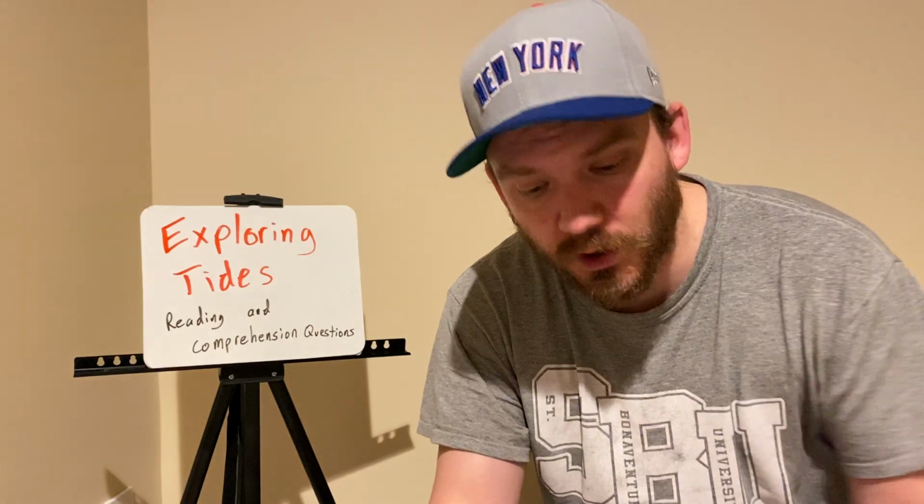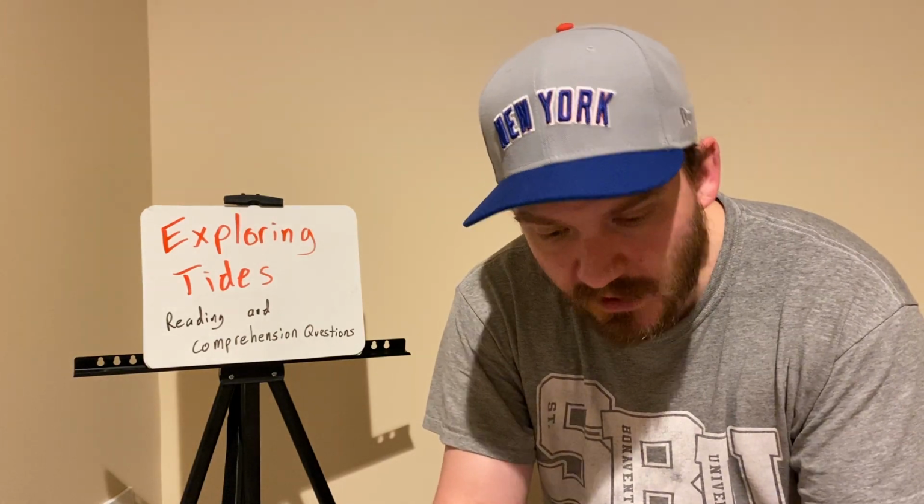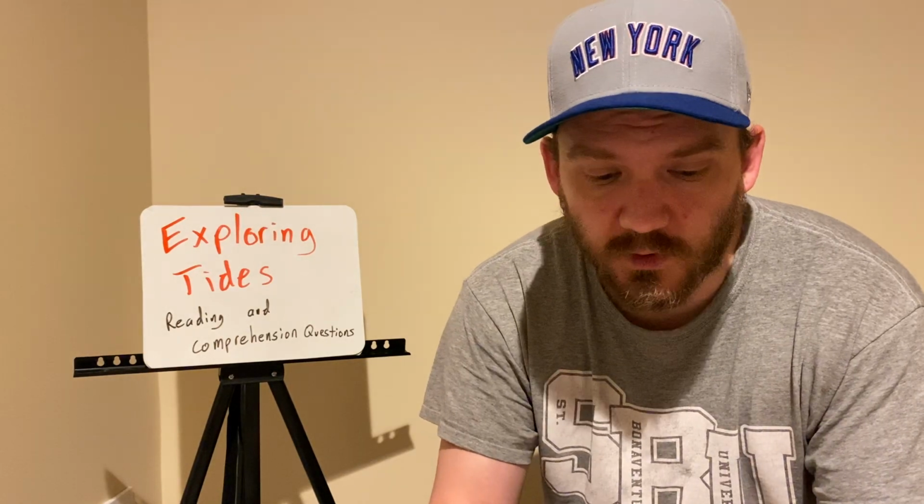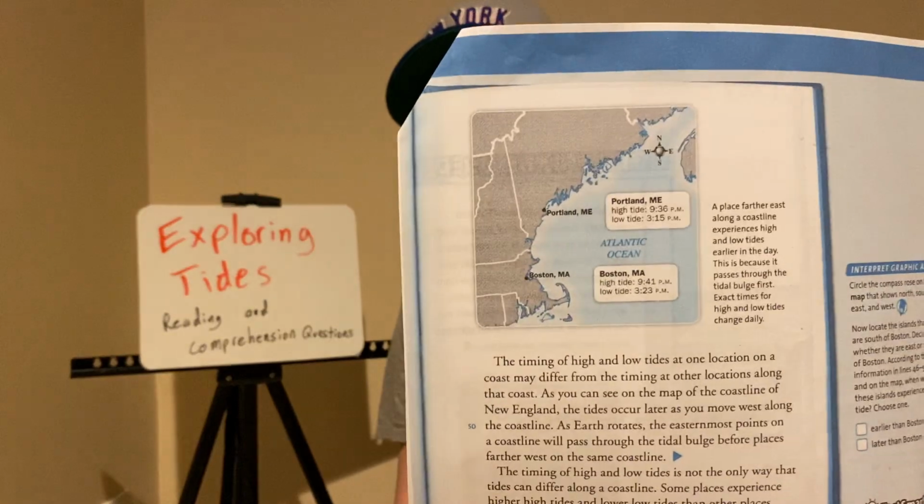3. What is the purpose of the labels on the map on page 105? So I turn back to page 105 and I look at the map and I look at the labels to think what is the purpose. Here is the map. The labels there tell me that Portland, Maine has a high tide at 9:36 p.m. and a low tide at 3:15 p.m. Boston, Massachusetts has a high tide at 9:41 p.m. and a low tide at 3:23 p.m.